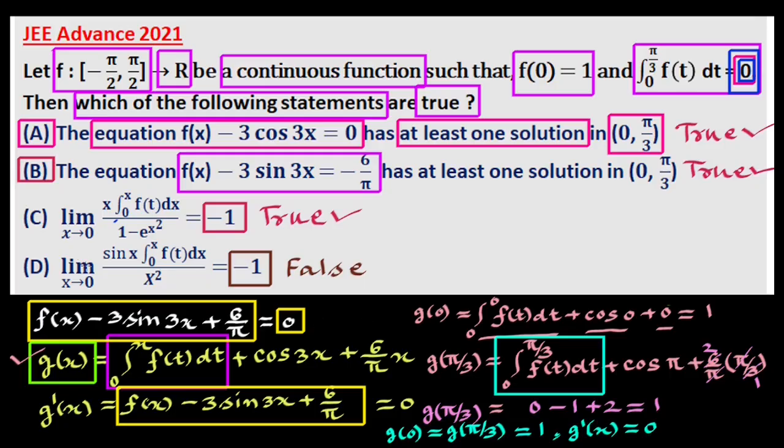So in short, except option D, all the three options A, B and C are true.